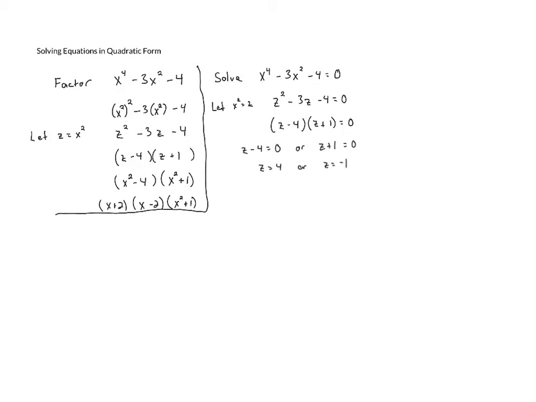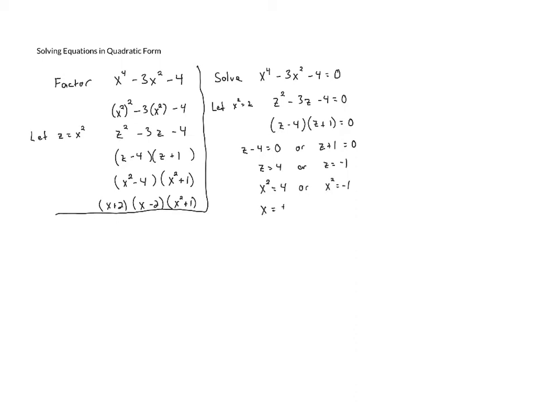But that's not going to be our final answer. We weren't asked to solve an equation with z's. We were asked to solve an equation with x's. So we need to figure out what x is going to be. And at this point, we can substitute back in. Instead of the z, we can write x squared. So we've got x squared equals 4 or x squared equals -1. And now at this point, we can use the square root property to take the square roots of both sides. In the first equation, the square root of x squared is x.